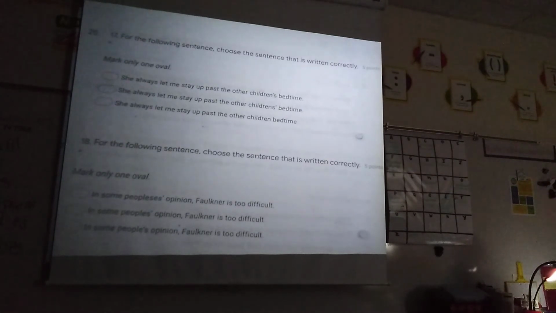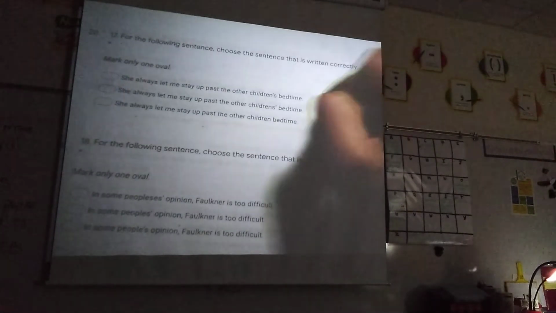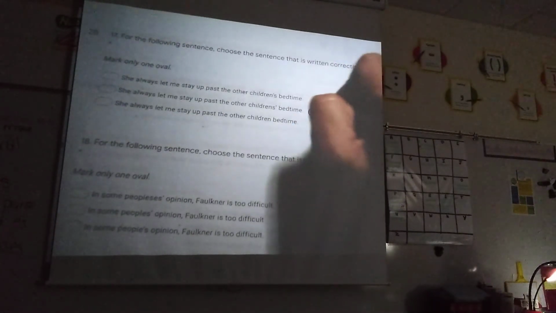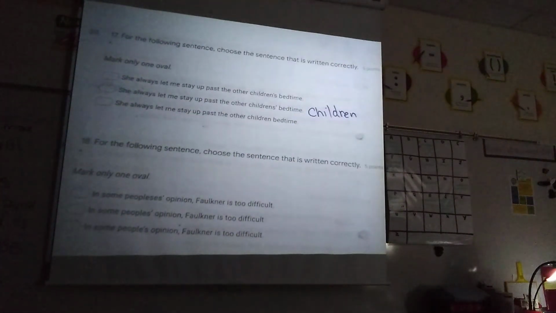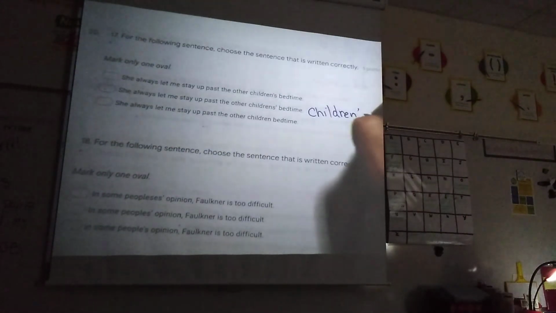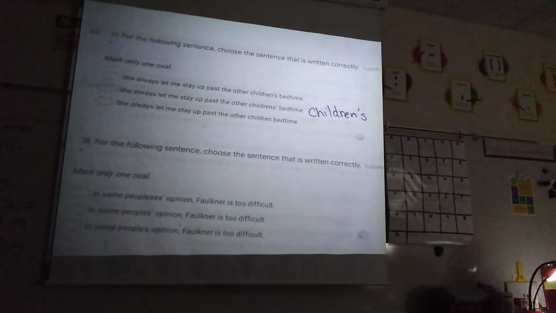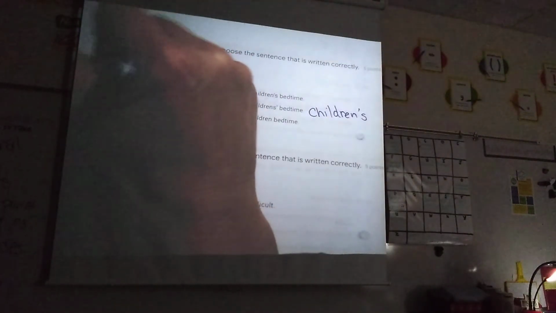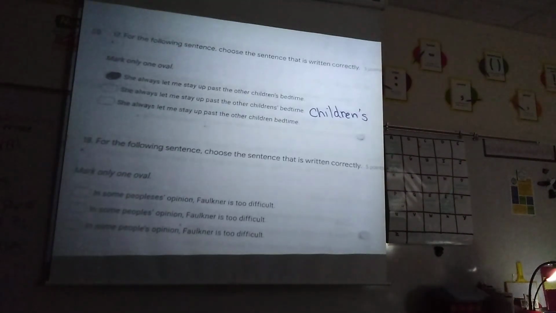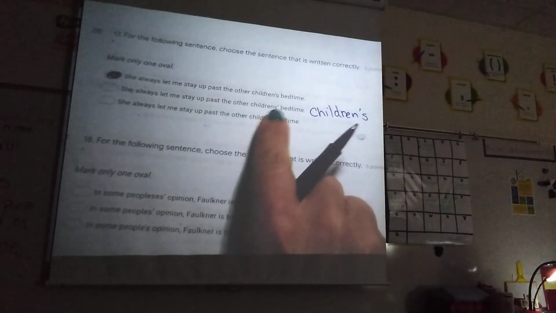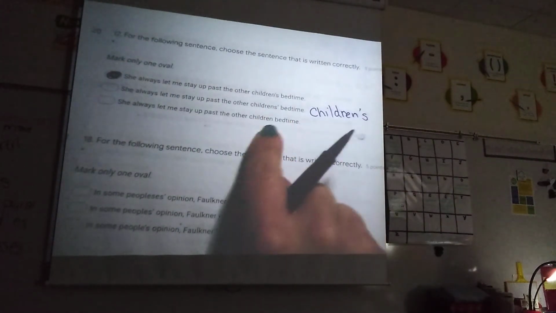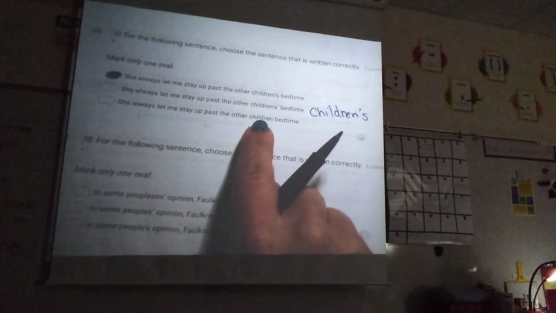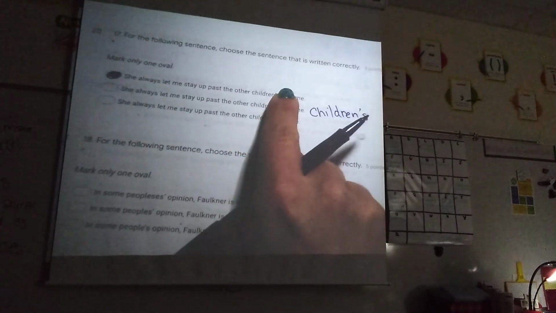All right, look at the next one. She always lets me stay up past the other children's bedtime. Again, children is plural. So what's our rule when we're talking about multiple children? You add the apostrophe S. So that would be our first response, the apostrophe S, because children is already plural. We wouldn't add an S to a word that's already plural. We're talking about more than one child, so we have to give possession to them.